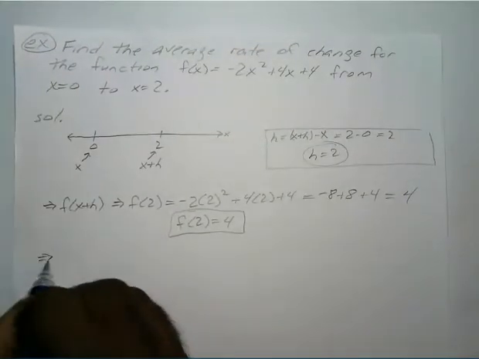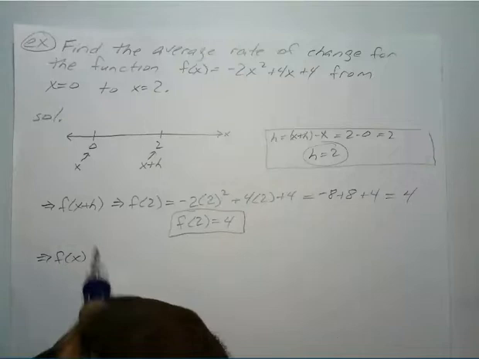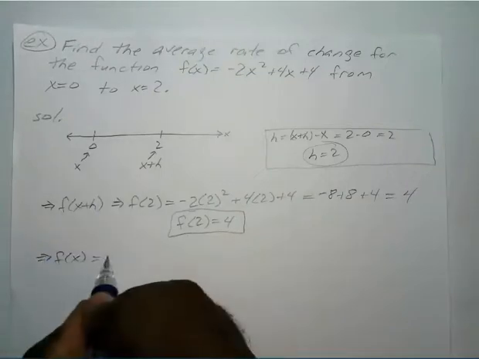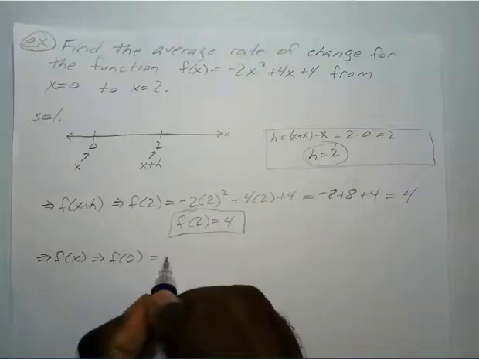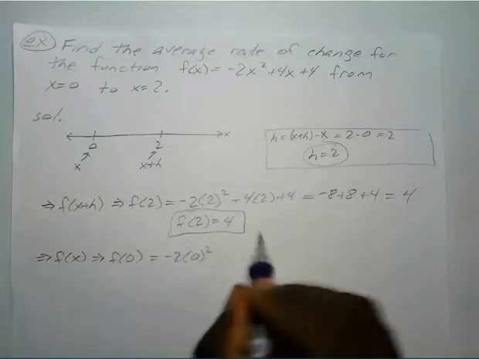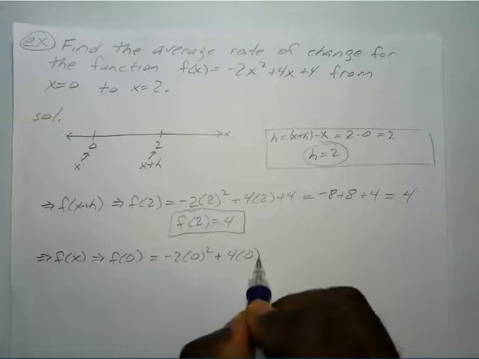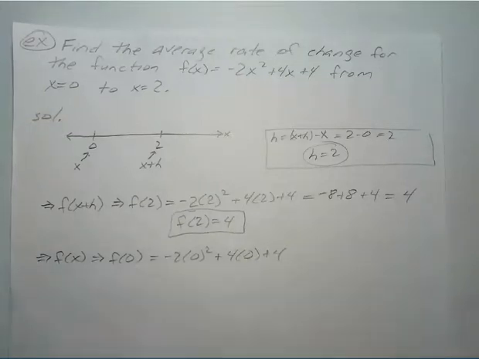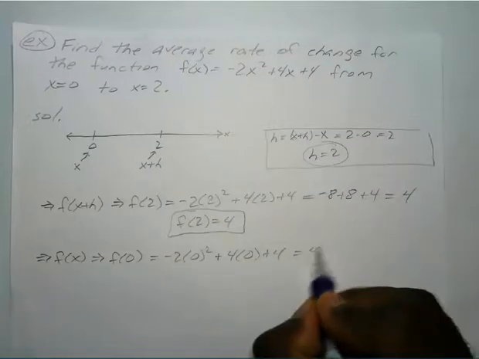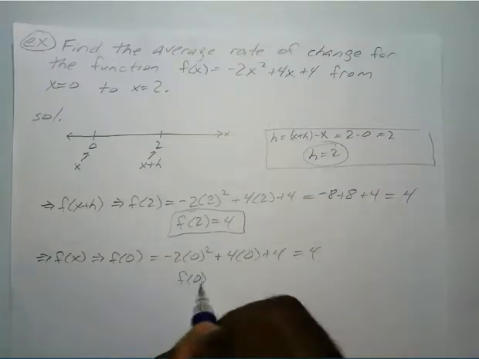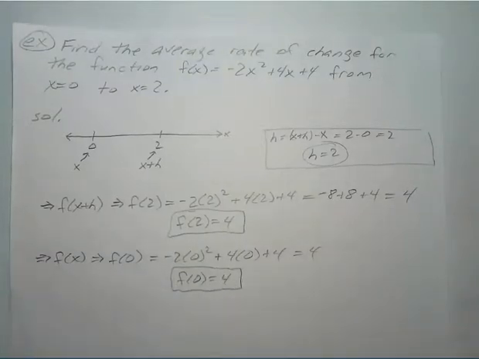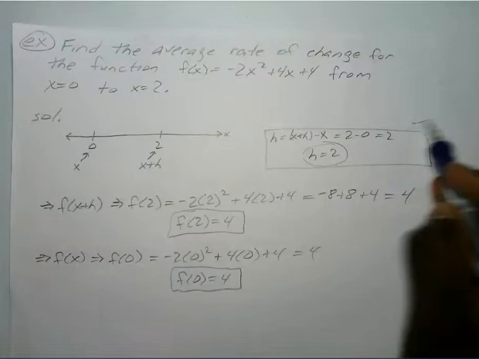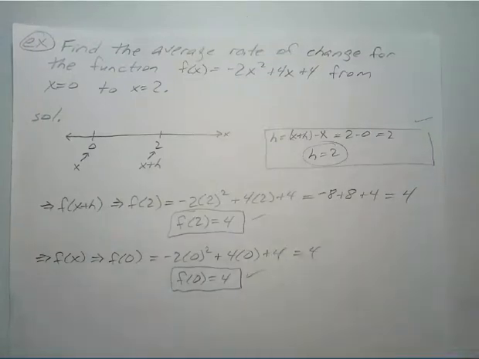Now we find our f of x. And we know that x is 0, so that's just f of 0. So that's negative 2 times 0 squared plus 4 times 0 plus 4. Here you have 0 plus 4, which is just 4. So f of 0 is actually equal to 4. Okay, let's go ahead and check that off. So we have everything we need to find the average rate of change.